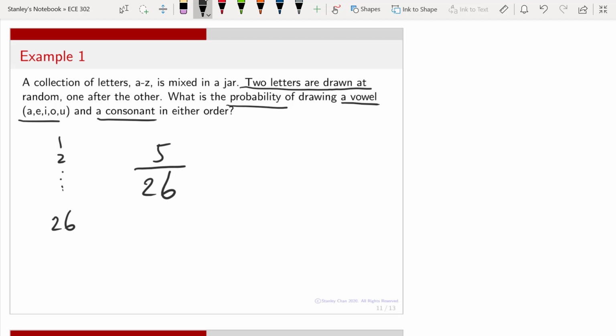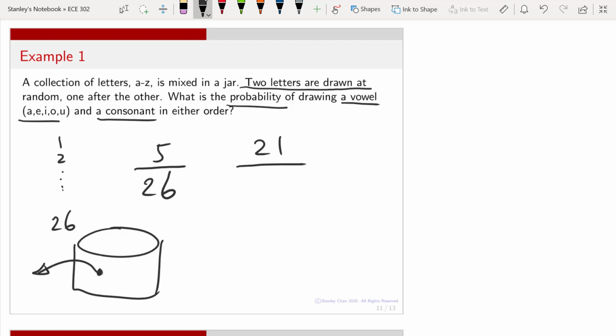The 5 is the number of vowels that you can choose from. Now we can also ask how many consonants you can pick from. There are 21 consonants, because among the 26 letters, 5 of those are vowels. Then we ask how many options you have after you have picked one. Imagine that in this jar, the first one you pick has to be a vowel. And then what is the second one? Since one is out already, you only have 25 left. So the probability of picking a vowel followed by a consonant is 5 divided by 26 times 21 divided by 25. That would be the probability.